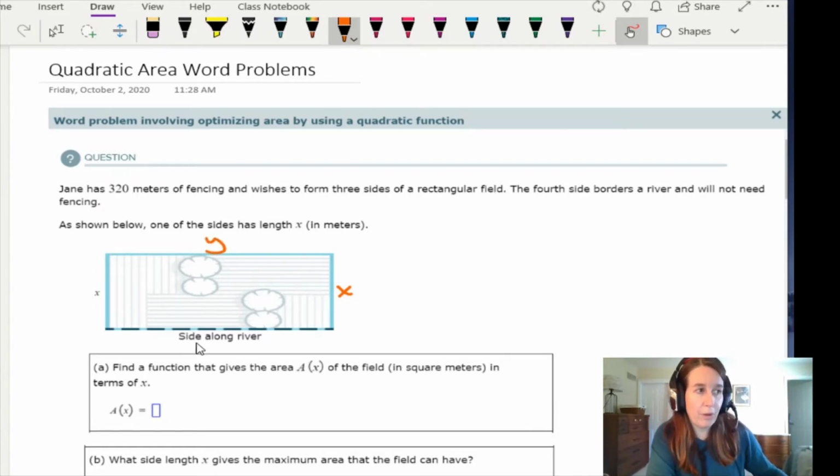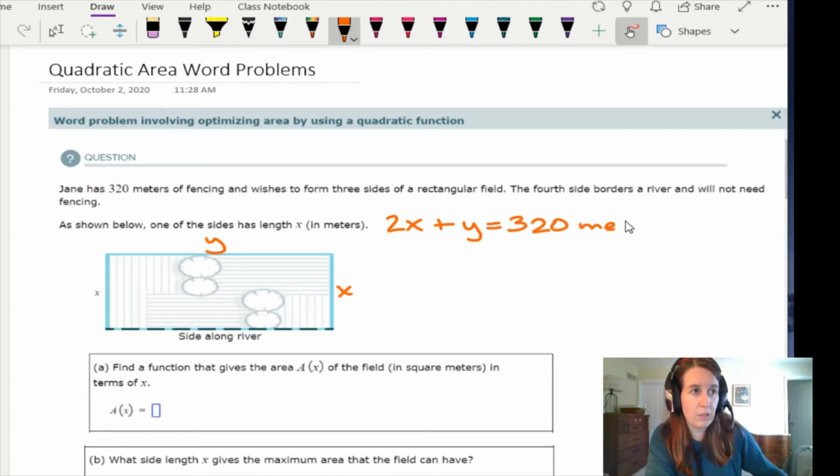I don't want to put a Y over here because I only want to have the 3 sides of the fence. Okay, so it says that she has 320 meters of fencing. So you want to think, okay, that's the distance around. That's called the perimeter, right? So the perimeter of these 3 sides would be x plus x, making 2x, and then plus y, just one y, and that would equal the 320 meters.